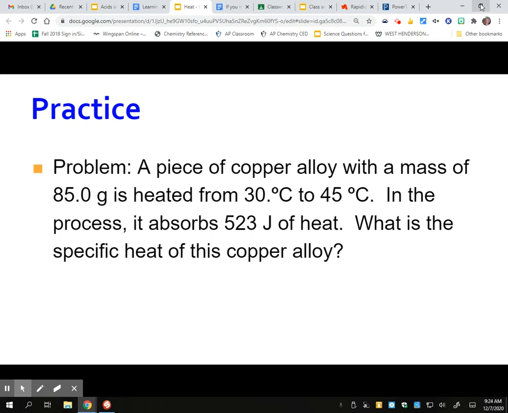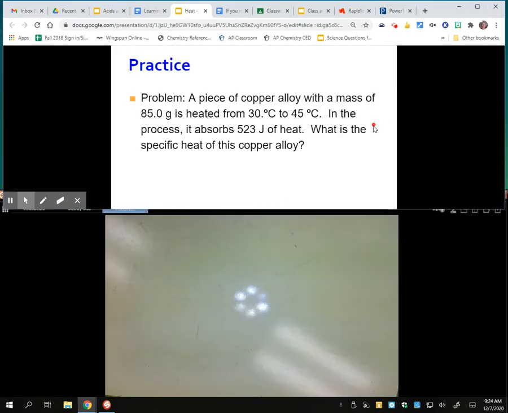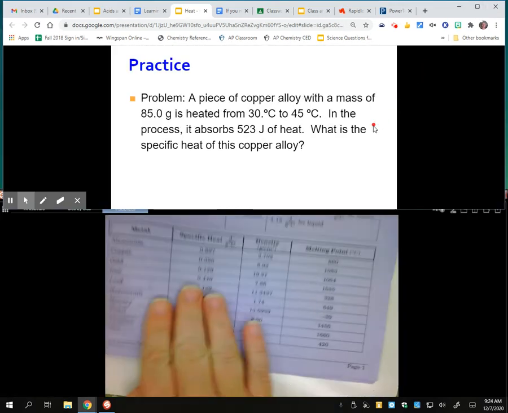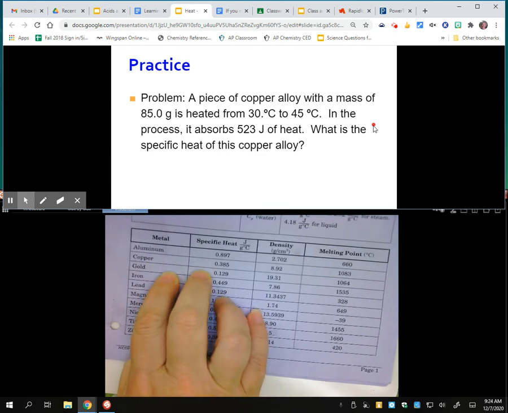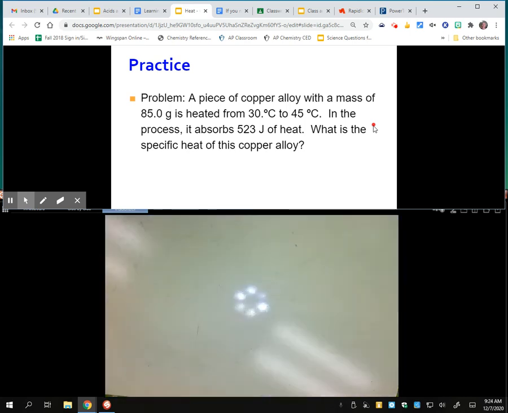Okay, so I have a piece of copper alloy, and it has a mass of 85 grams. It's heated from 30 to 45 degrees C, and in the process, it absorbs 523 joules of heat. What is the specific heat of this copper alloy? All right, now if it was pure copper, I could actually just look this one up on my reference tables to figure out what the specific heat is. But this one is not pure copper. It is copper mixed with something else. So I can't use my reference tables on that.